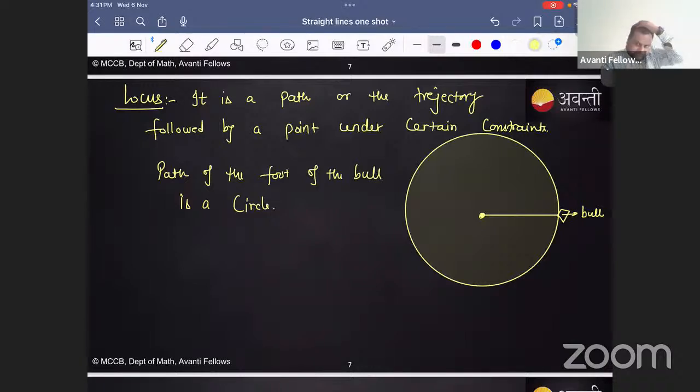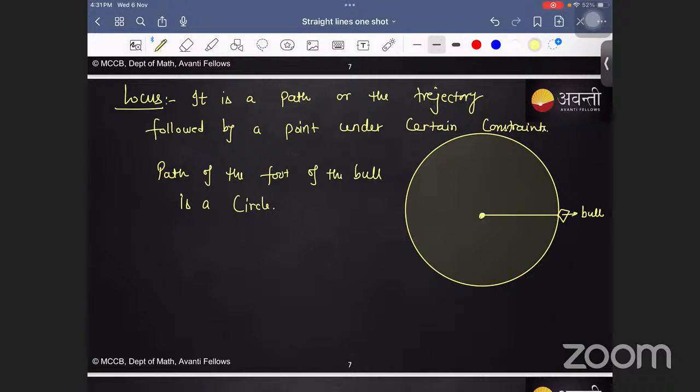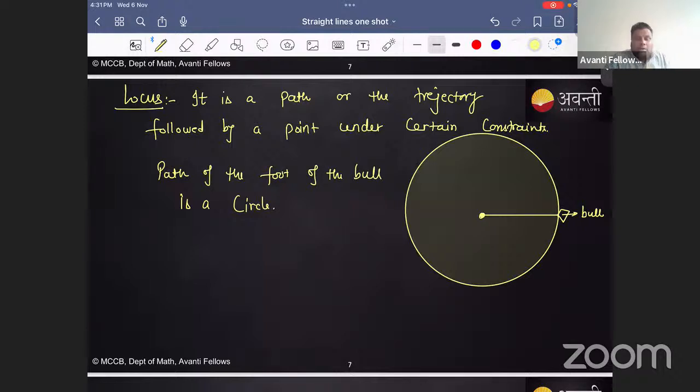Am I correct? Yes, sir. So that means the locus of the foot of the bull is a circle. Locus is path. Now, what is the constraint here? The constraint is that this rope is of fixed length.